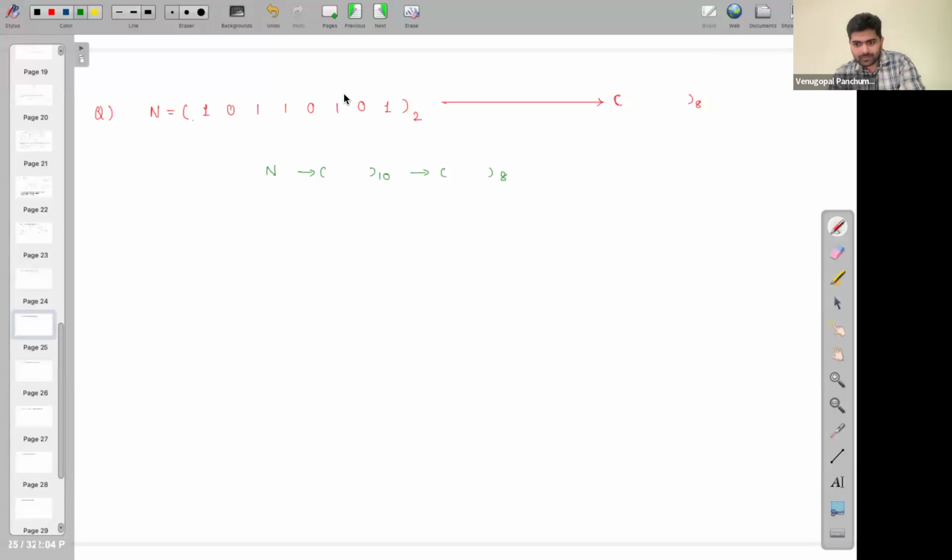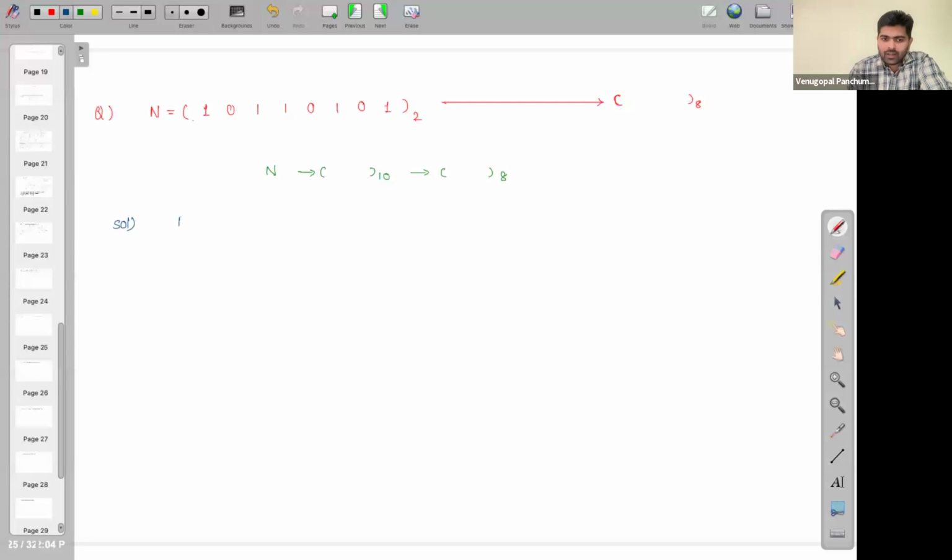265. Everyone getting 265? Many students are giving 265 as the answer. Final answer in octal, tell me, how much is the answer? A good number of students are giving 265. Let me check what the answer is. If you are solving, please solve. Those who are unable to solve, kindly see here.